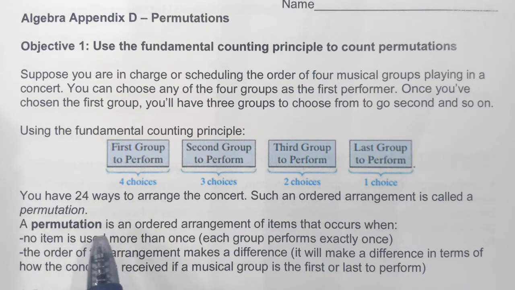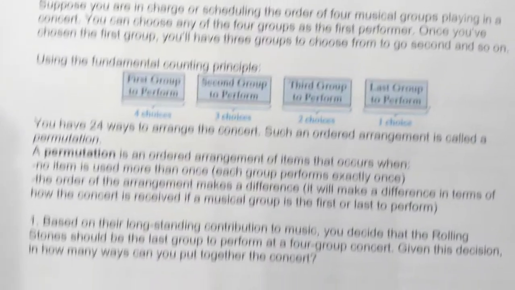A permutation is an ordered arrangement of items that occurs when no item is used more than once, and the order of the arrangement makes a difference. In our example, it would make a difference in terms of how the concert is received if a musical group is the first or last to perform.